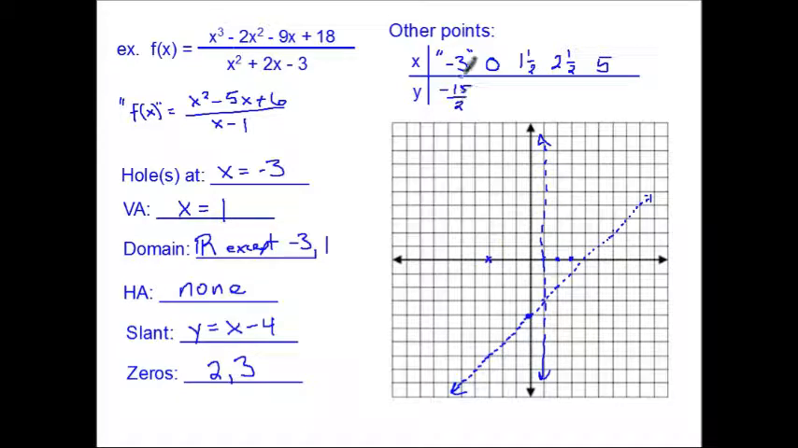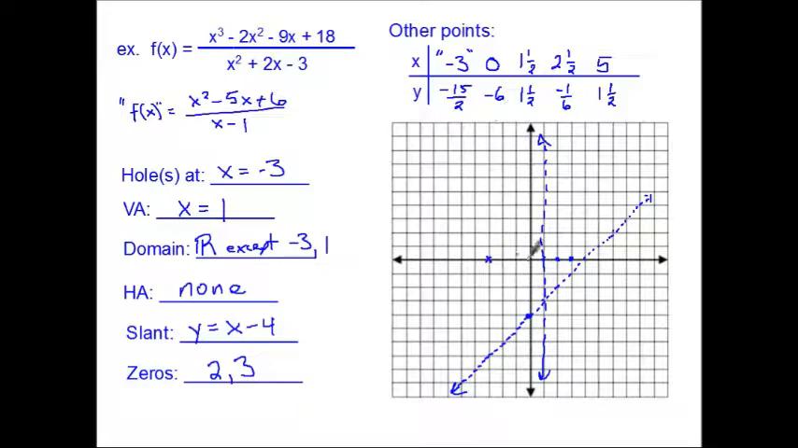The -3 gives me a -15/2 when I plug it into here. Of course, if I plugged it into the original, I'd end up with a 0 on the bottom, and that wouldn't help us out at all. As I plug in the 0, of course, I get 6 over -1 because all the x's canceled, so that just gives me a -6. Plugging in the 1 1/2 gives me, strangely enough, a 1 1/2. Trust me, that won't happen all the time. Plugging in the 2 1/2 gives me a -1/6, and then plugging in the 5, by weird coincidence, also gives me a 1 1/2.